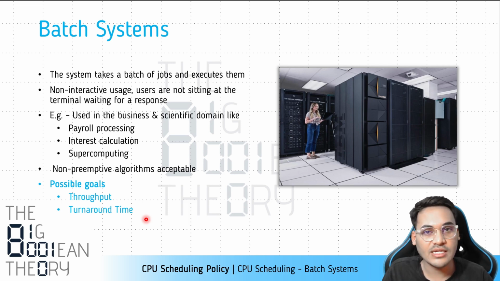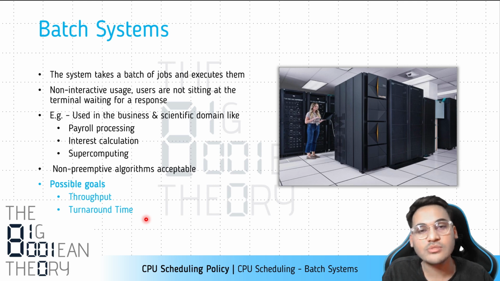A user is not sitting in front of the terminal, so response time is not important. What is important is high throughput, that is more jobs getting completed, and low turnaround time, basically jobs getting completed quickly. So basically more jobs in less time. That is the idea behind batch systems. And that is why non-preemptive algorithms are acceptable, because we can let jobs run for a long amount of time, right?